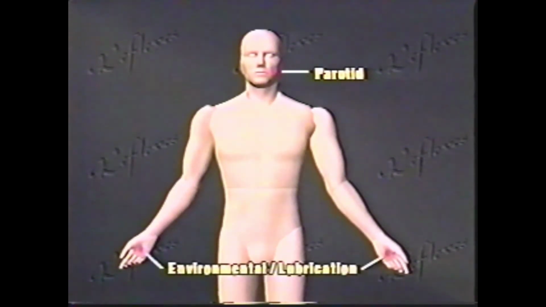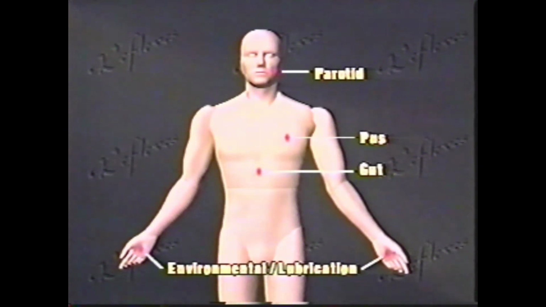There are 4 infectious and non-infectious allergy reflexes. They are the parotid, or chemical poisoning, which is found in the middle of the left cheek, environmental or lubrication reflexes in the center of each palm, the gut reflex located 1 inch above the bottom of the sternum, and the pus reflex located in the center of the left chest above the breast.